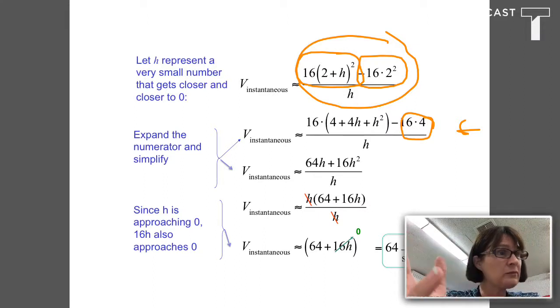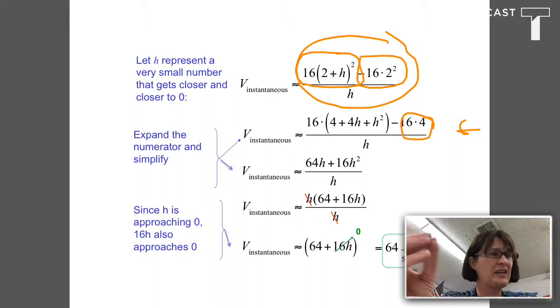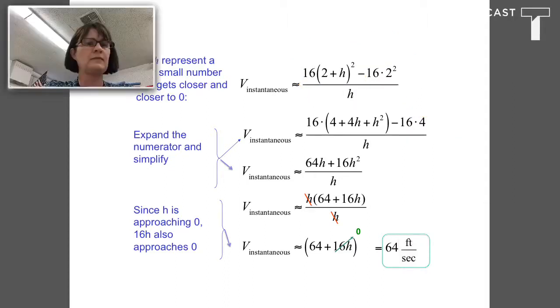I still have the problem, which is that if I think of h as a 0, I'm still going to have a 0 in the denominator. But watch what happens. Notice I can factor an h out of the numerator, and my h's finally can cancel. And notice that once my h's cancel, I have this new expression, which is approximately equal to 64 plus 16h.